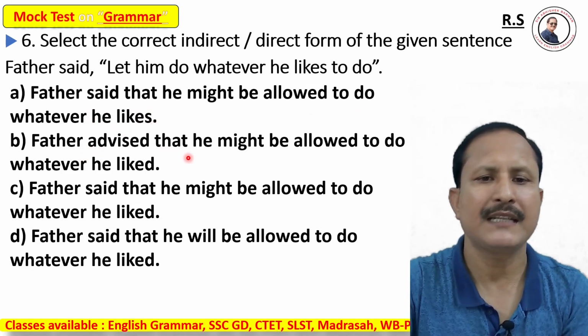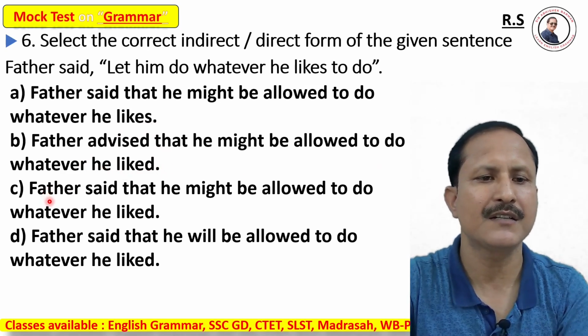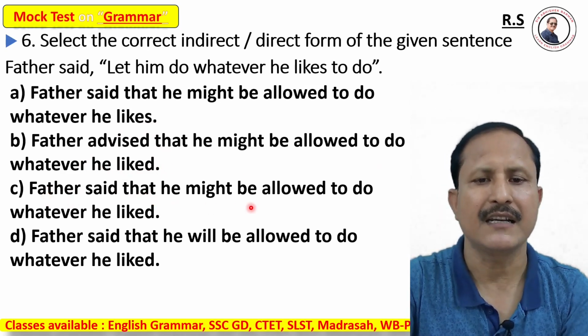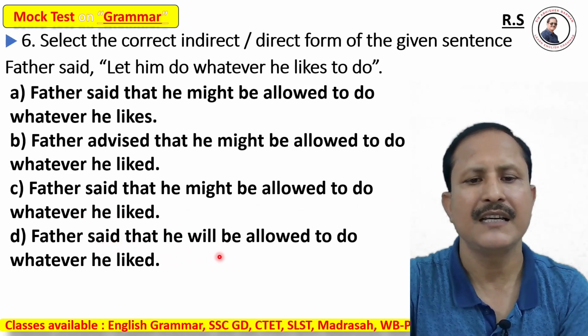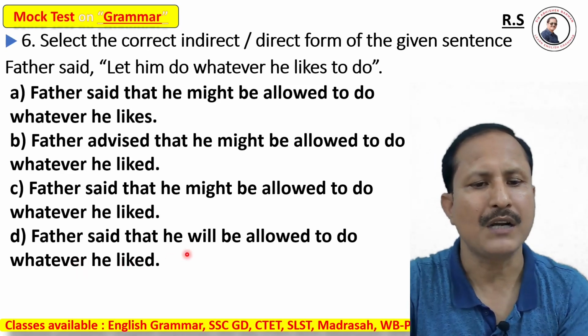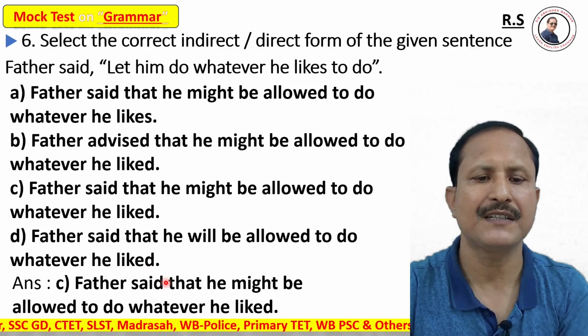Option B, father advised that he might be allowed to do whatever he liked. Option C, father said that he might be allowed to do whatever he liked. Option D, father said that he will be allowed to do whatever he liked. The right answer would be option C, father said.